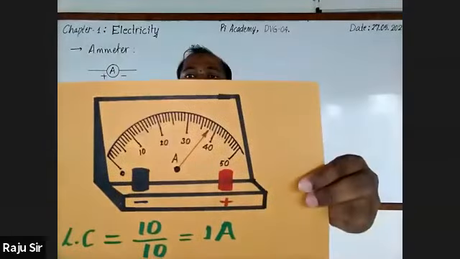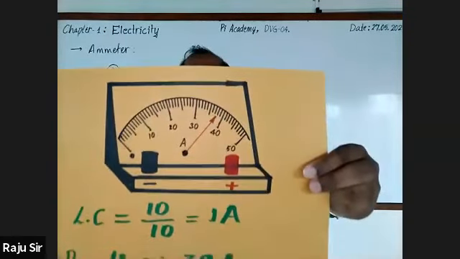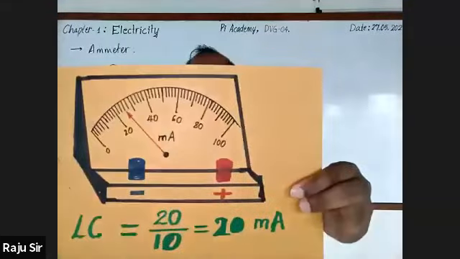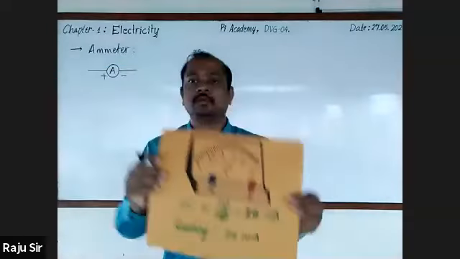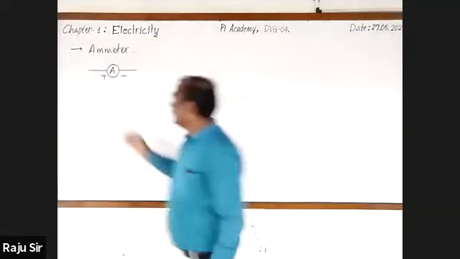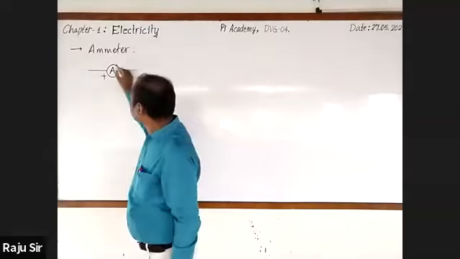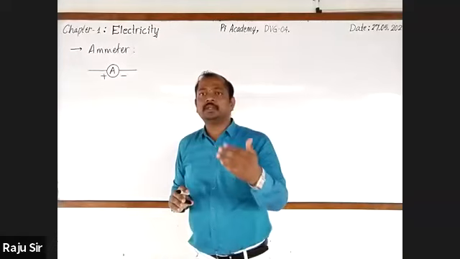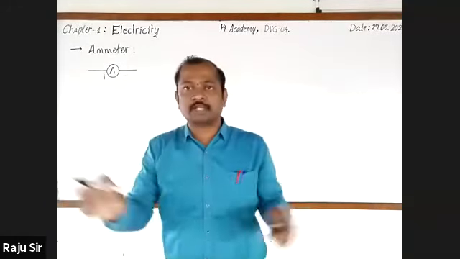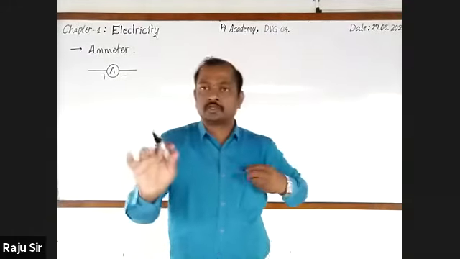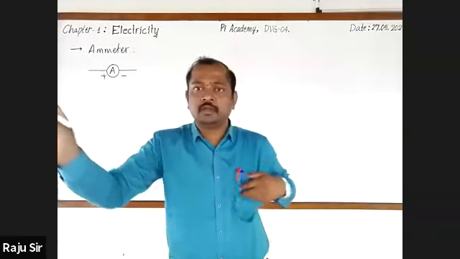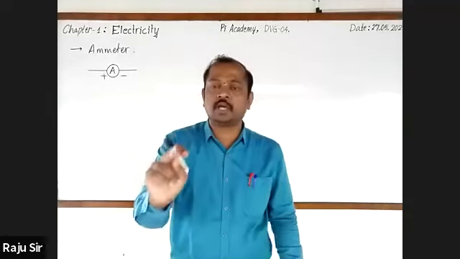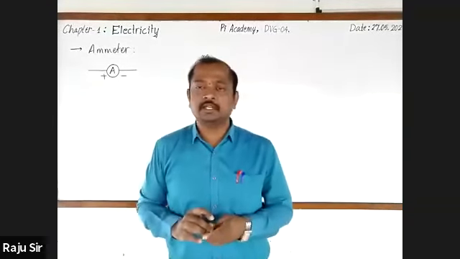So this is the ampere ammeter, and this is the milliamps ammeter. We also know how the ammeter is to be connected in the electric circuit. It should be connected along with the electrical components, that is, in series. The ammeter should always be connected in series in the circuit.